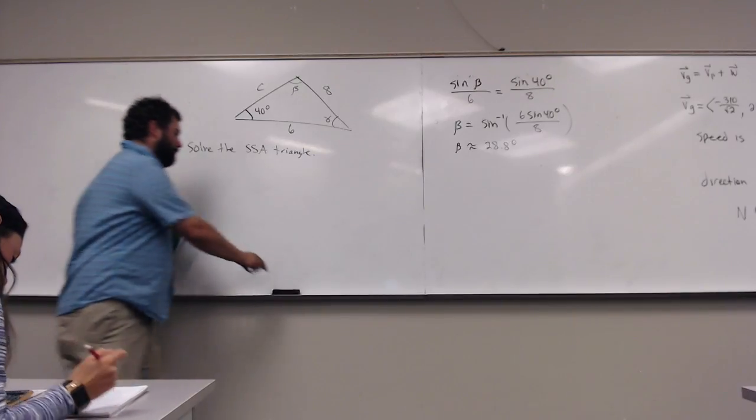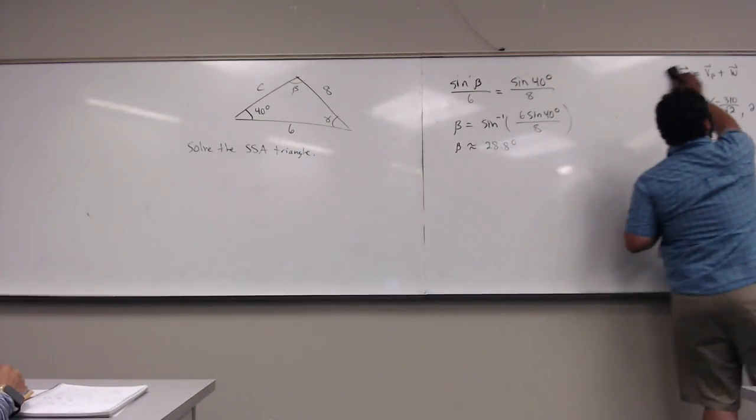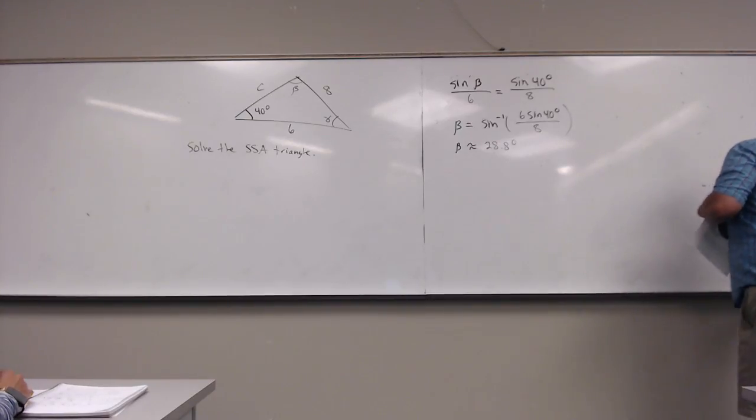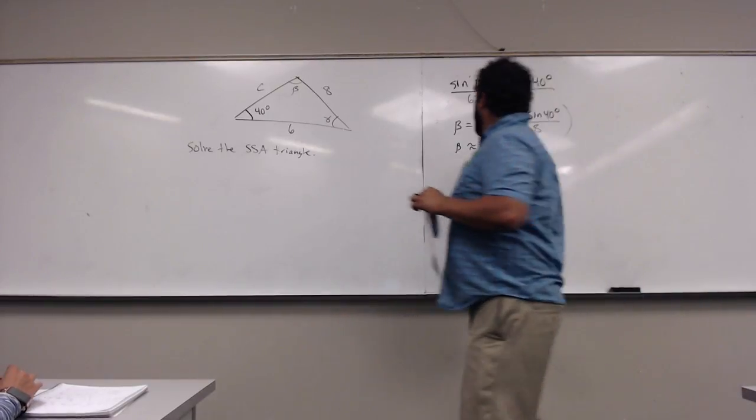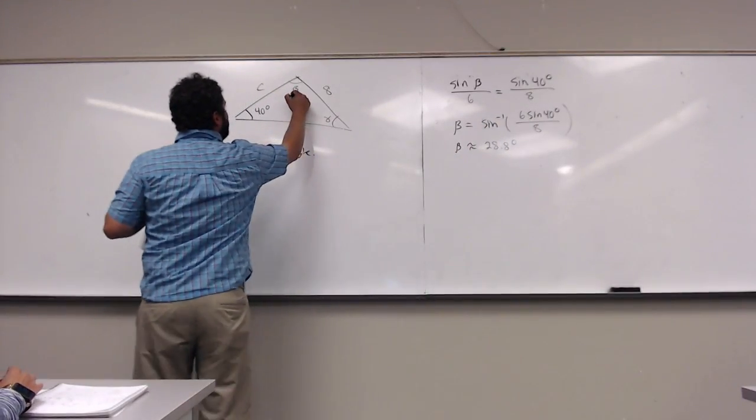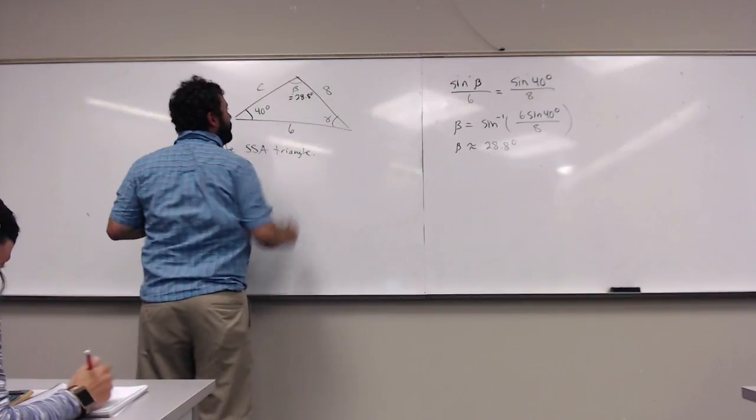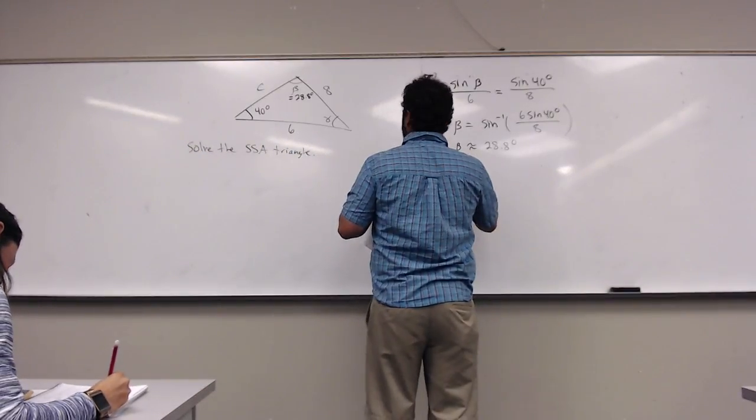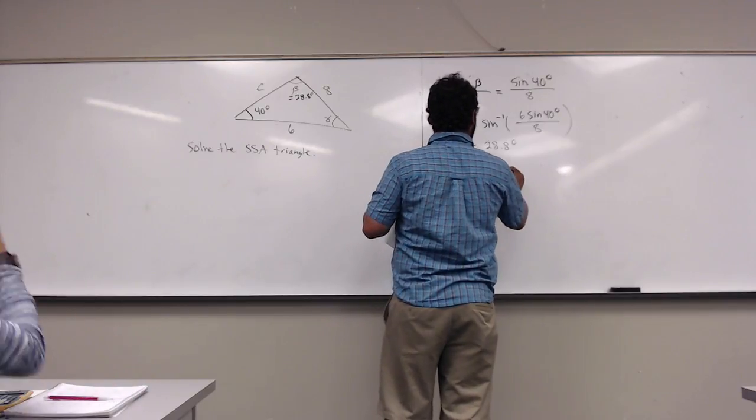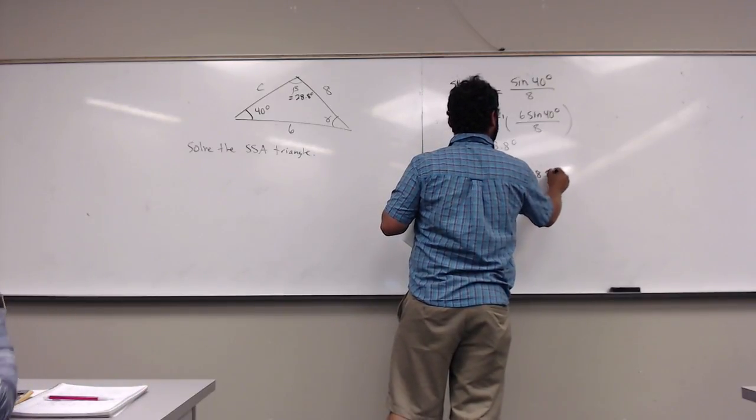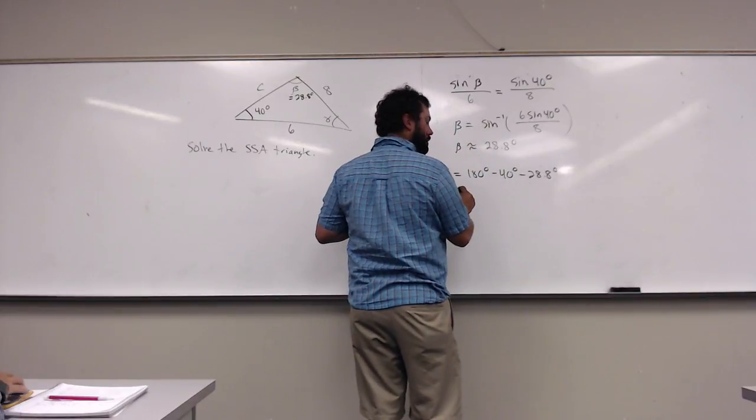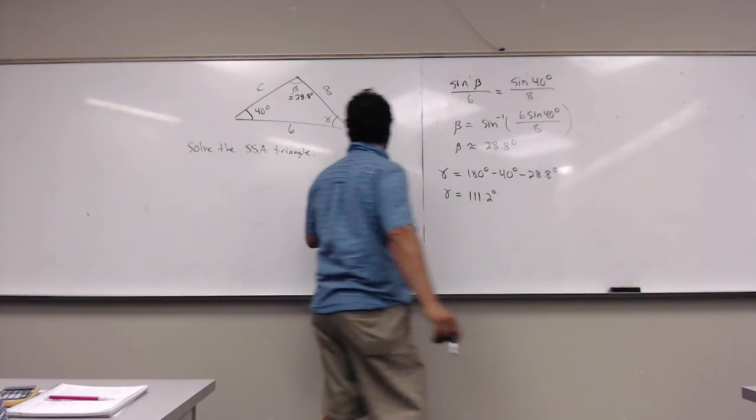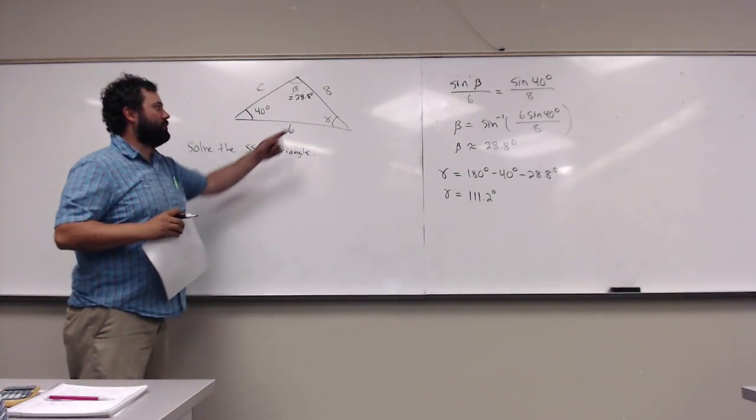Okay. So before we see if there's a second one, let's just find the rest of the sides and angles in this triangle. Well, I think now that we know beta is 28.8 degrees, we can find gamma pretty easily, right? Gamma is going to equal 180 degrees minus those two other angles. And anybody get this one yet? 111.2. So that's 111.2.